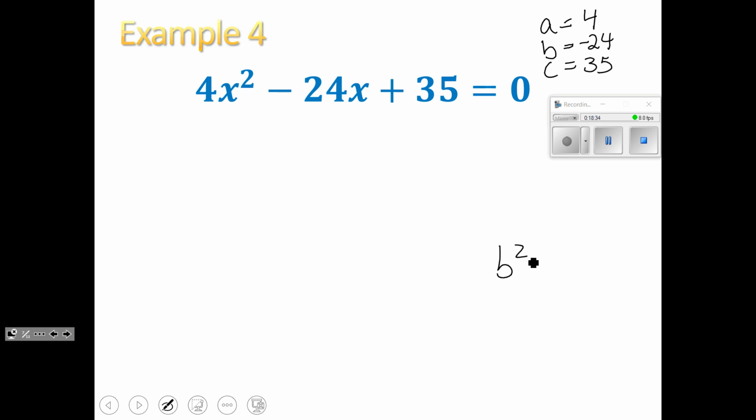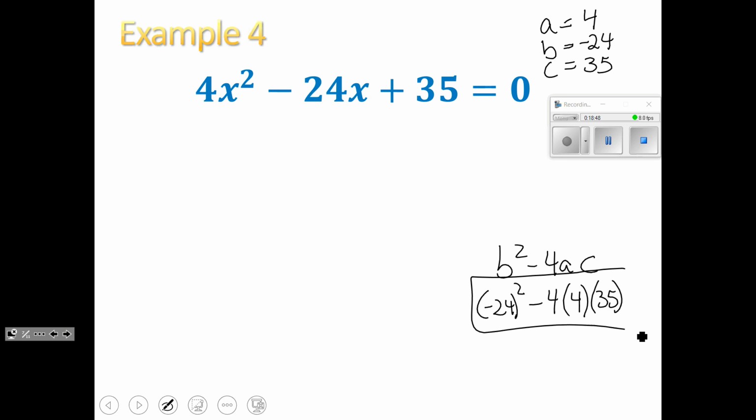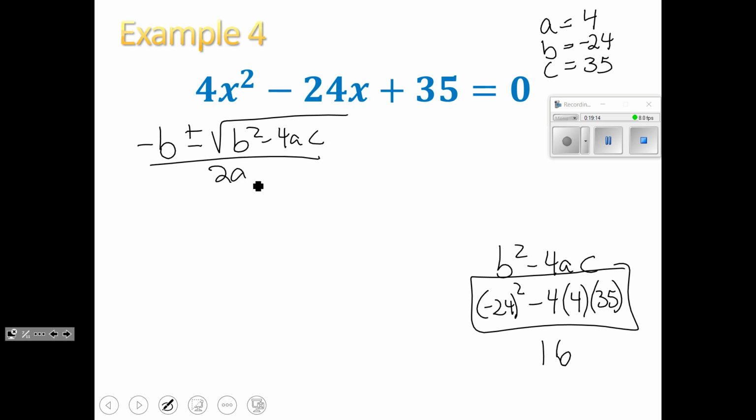I'm going to find my discriminant. So this is going to be negative 24 squared. Notice I put the square on the outside. Minus 4 times 4 times 35. I'm going to put this all in my calculator and see what we come up with. So negative 24 squared minus 4 times 4 times 35, and I get 16. So x equals negative b plus or minus the square root of b squared minus 4ac all over 2a.